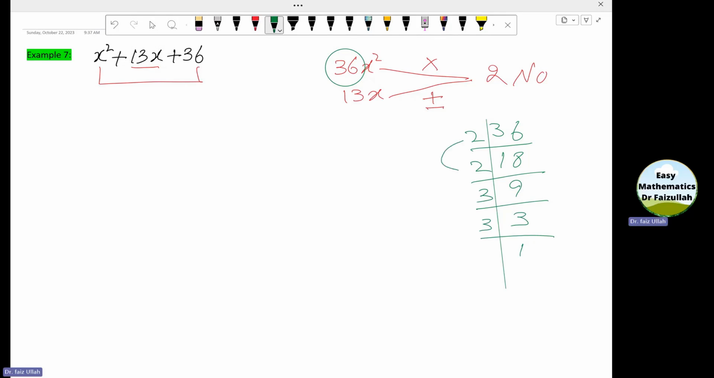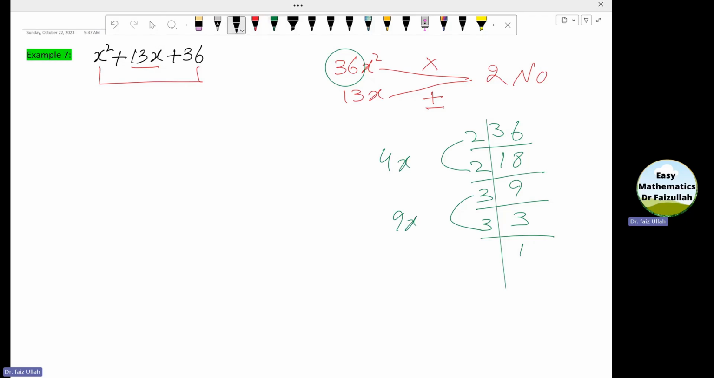We can multiply the first two numbers. 2 twos are 4. And now if we multiply the last two numbers, 3 threes are 9. And we can see that 9 plus 4 is 13. And 9 fours are 36. So those two numbers are 9x and 4x.